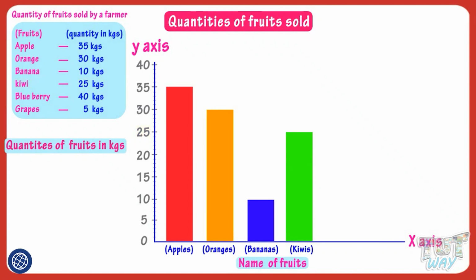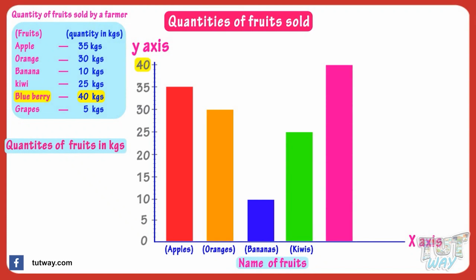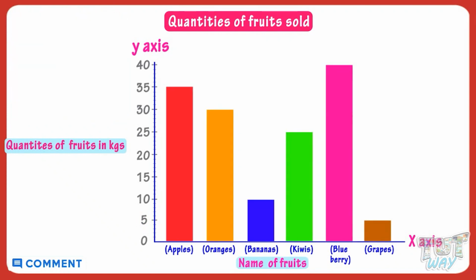Now next fruit is blueberry. Its quantity sold is 40 kgs. So make a rectangular bar up to the mark of 40 and label it with blueberry. Now next fruit is grapes, and the quantity sold is 5 kgs. So make a rectangular bar up to the mark of 5 and label it with grapes. And our bar graph is ready. This is the graph we just made.